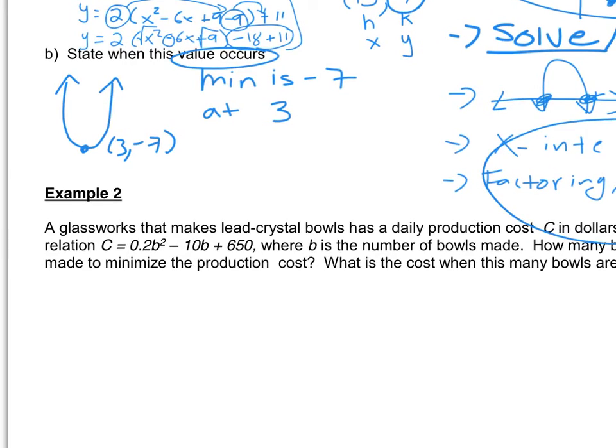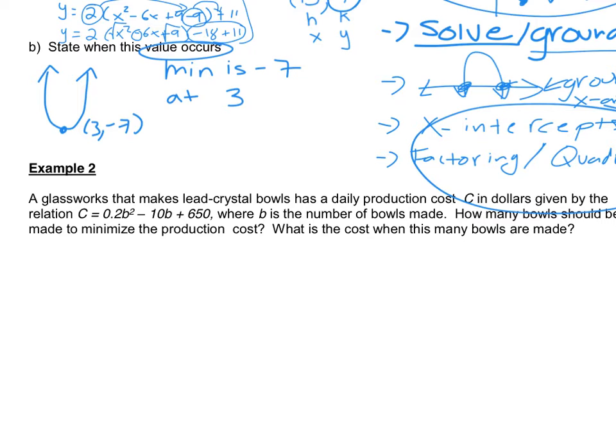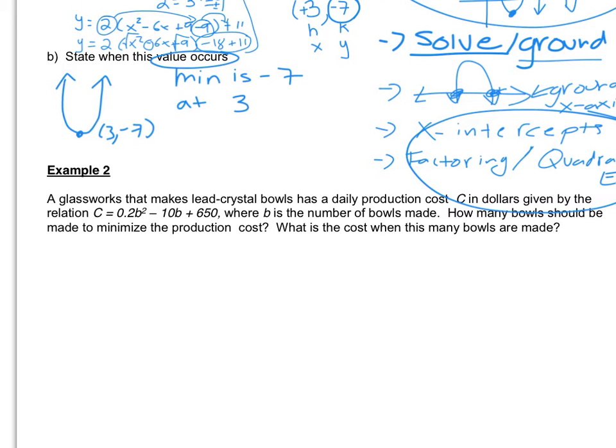It looks like a word problem. All we're going to be looking for is some key words in here to determine whether I'm going to be using the quadratic equation or completing the square. So let's read it. A glass works that makes lead crystal bowls has a daily production cost C in dollars given by the relationship, and then it's got that quadratic equation. B is the number of bowls. How many bowls can be made to minimize the production cost? What is the cost when these bowls are made?